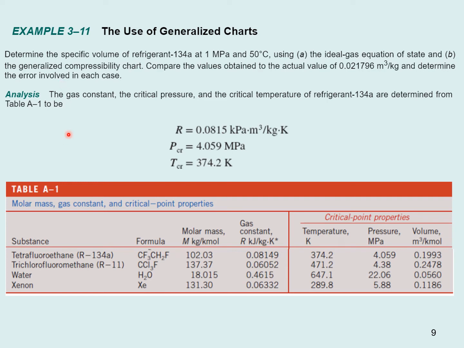So the first thing we can do is look in Table A-1 and find the values that we need to determine the Z factor. Looking in the table, which I've clipped since it's a pretty long table, at the bottom you can find R-134a. You can find the gas constant, the critical temperature, the critical pressure, and the critical volume.